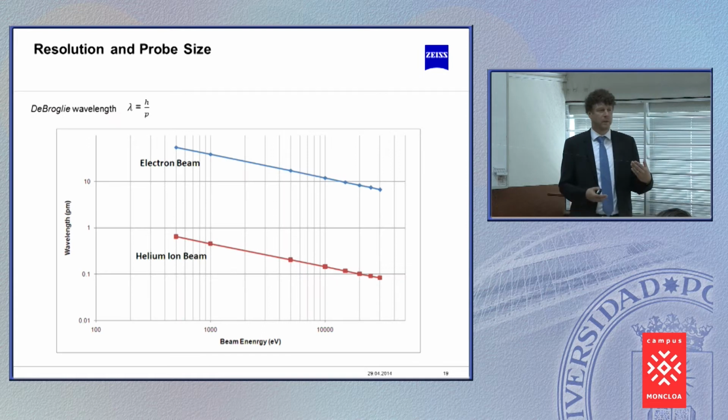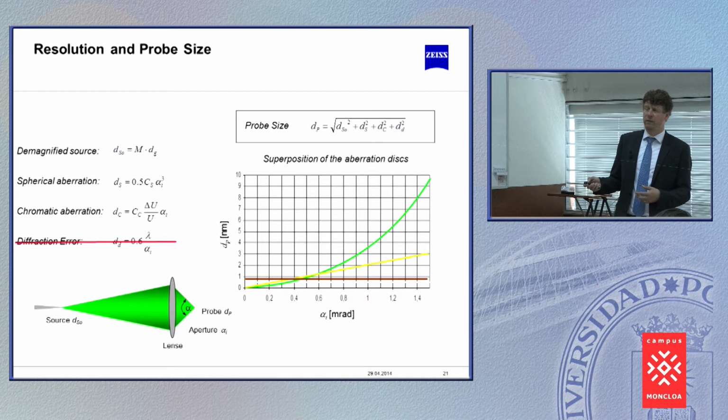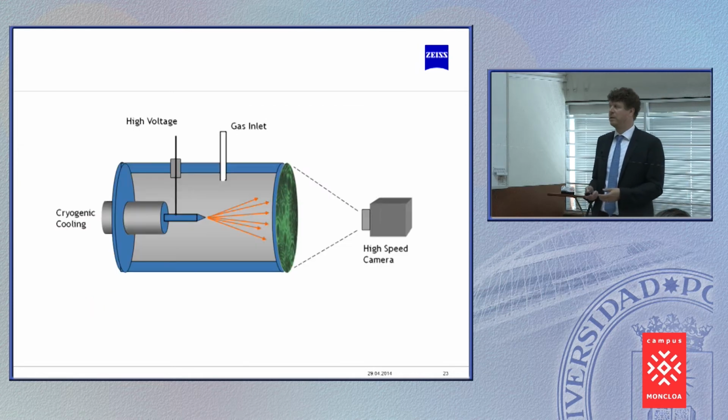When we compare the wavelength of the electron beam and the helium beam, you know, the wave-particle dualism, you know this, then you see that the wavelength of the helium ion beam is 2 magnitudes smaller. So that means we can forget this diffraction error. And that means when you see the superposition, we can really go down to the smallest probe size. That's why we can use this small probe size of 0.35 nanometers.